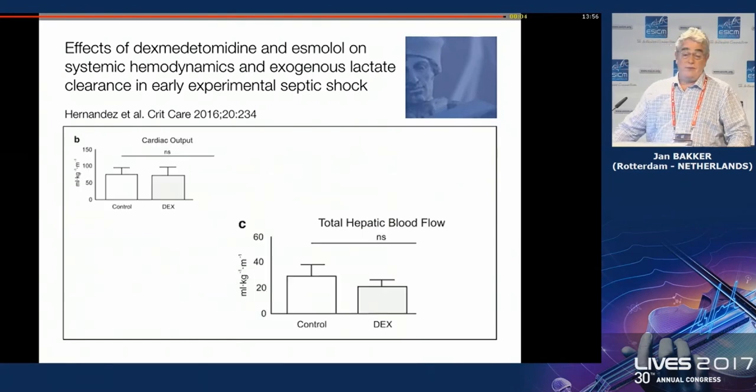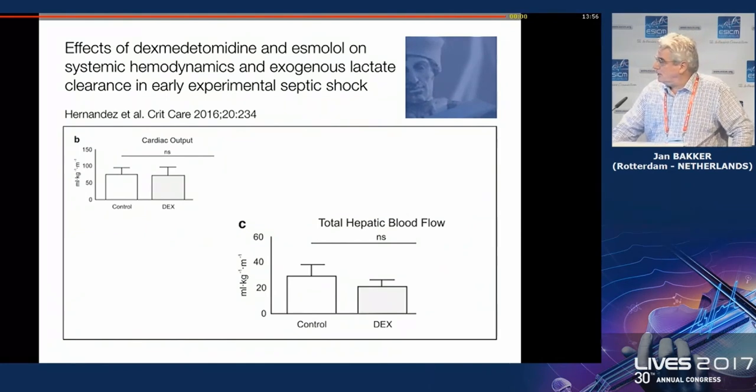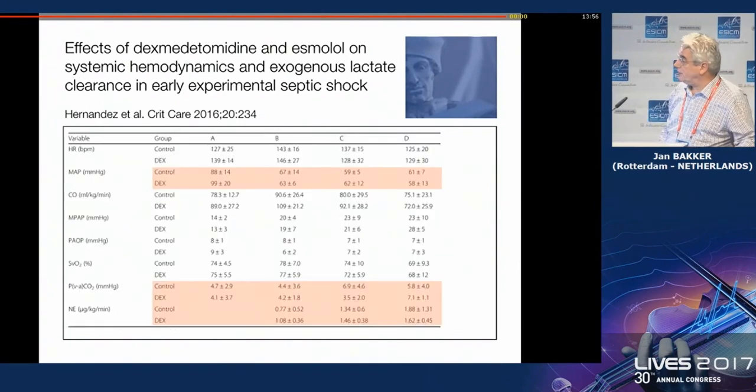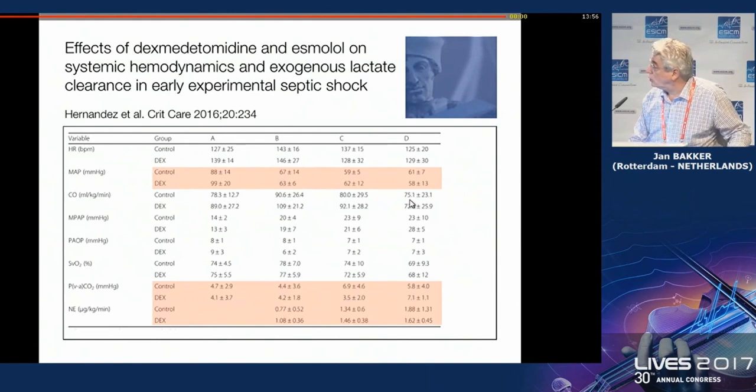Well, what we found is it has no effect on cardiac output, and it didn't affect total hepatic blood flow. No significant effect on blood pressure. So this is the baseline induction of septic shock, first hour of dexmedetomidine, and the second hour. And as you can see, there was no real effect on blood pressure, nothing much. So not cardiac output, not blood pressure, not regional blood flow.